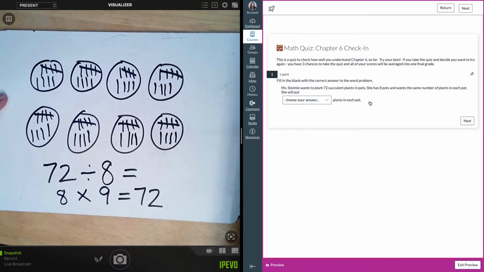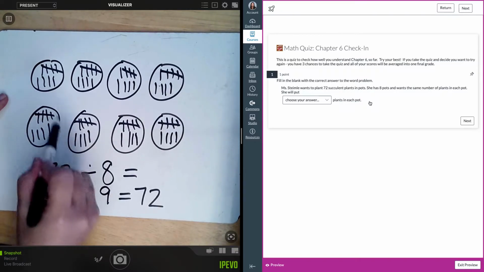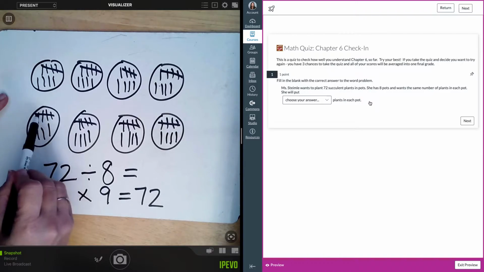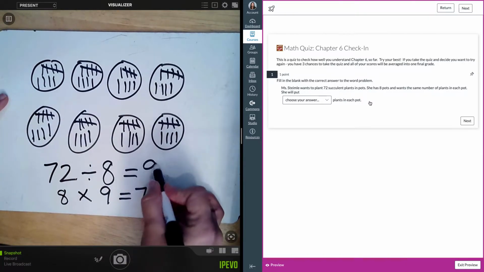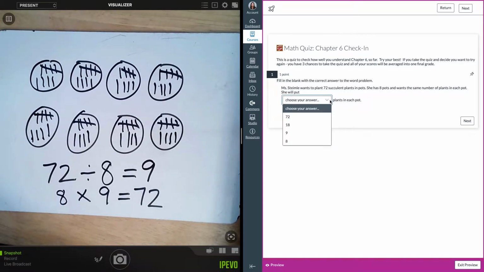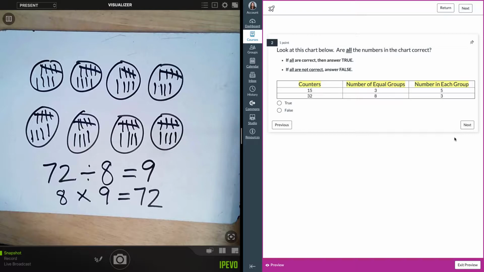You can see that's not very efficient, but it got me there. And now I can count how many are in each pot. 5, I use my tallies, 5, 6, 7, 8, 9. So that checks out. So I'm going to answer 9. Woo! And it's one of the choices. Next.